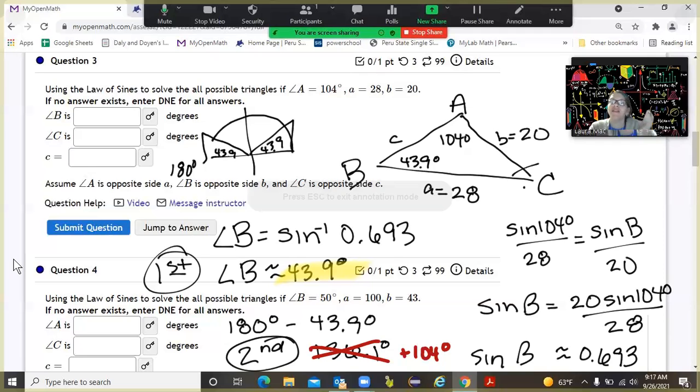But okay, so either exactly one of them will work, or both of them will work, in which case you have two possibilities for your solution, or neither of them will work, and you'll know it's neither because your calculator will just yell at you right off the bat and tell you can't do that. So let's see if that comes up in this second one. I'm not sure if it will, but so anyway, finish this one up with angle B being 43.9.